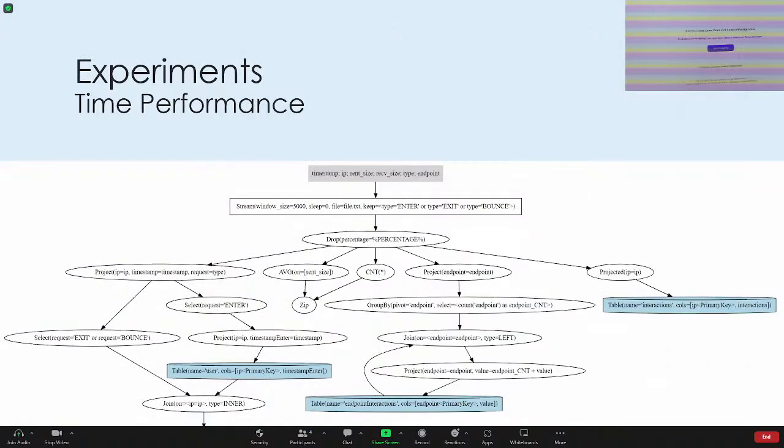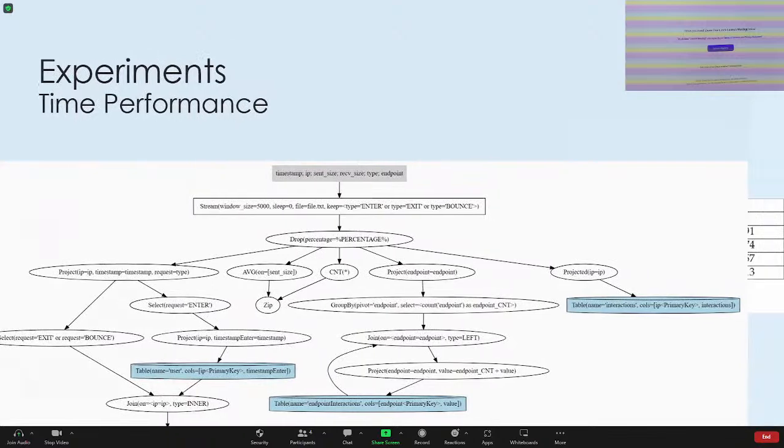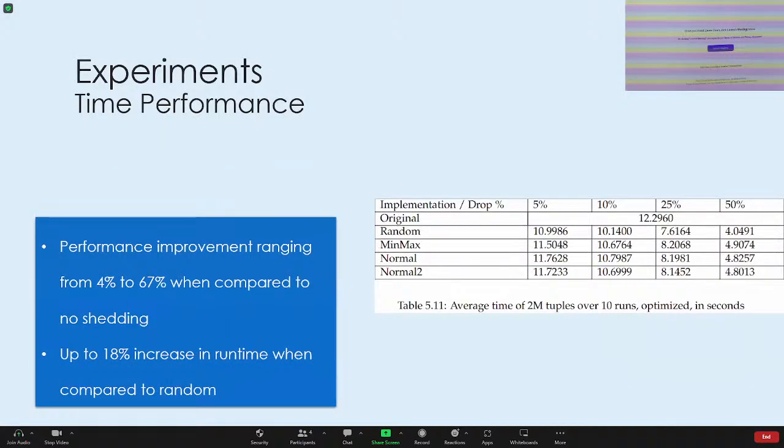And for time performances, this is a very large schema. As you can see, this is in order to simulate the complexity of a large system. We do have an improvement, of course, when comparing to no load shedding. It ranges from 4 to 67%. And the overhead amounts to 18% when compared to random load shedding.